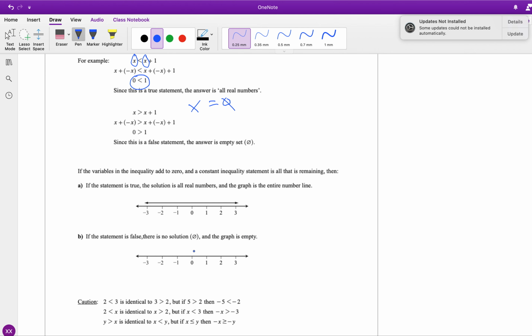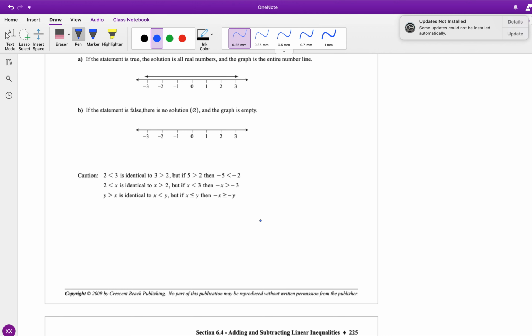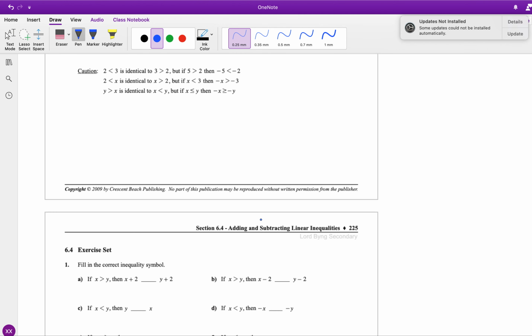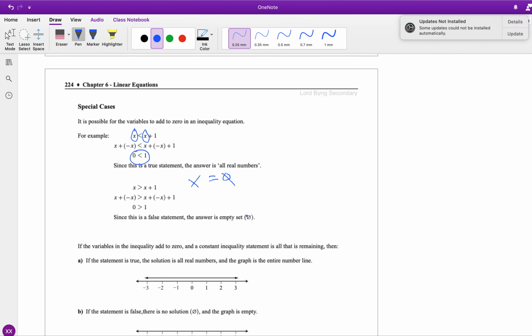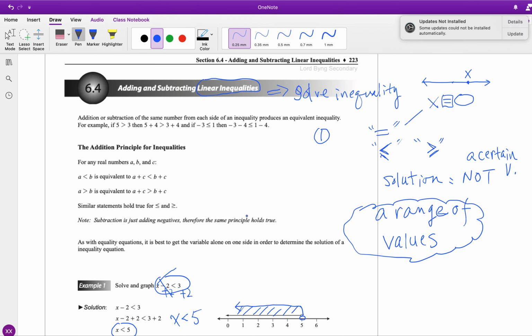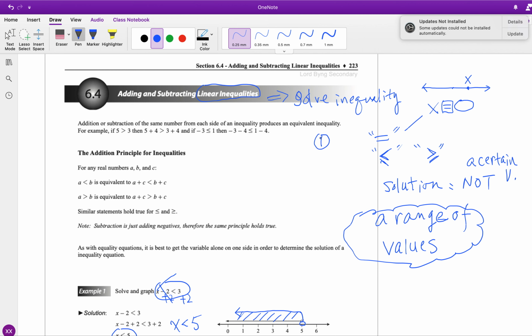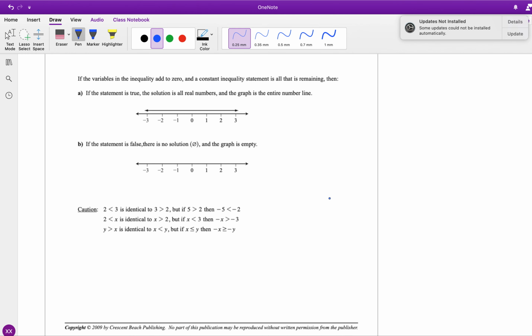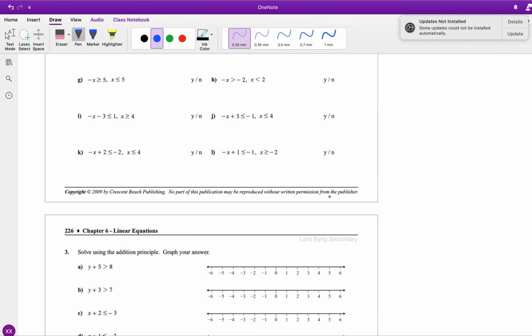Now, how about there's no solution? Well, they're just empty. There's nothing. Other than that, this section is done. However, as we said, the first difference, fundamentally different from solving equations, is this first point. Now the next point will be in 6.5.